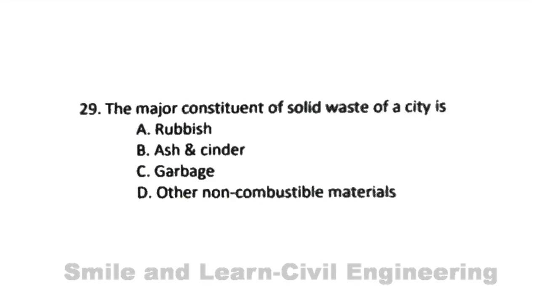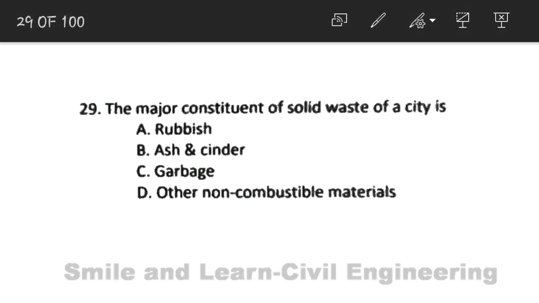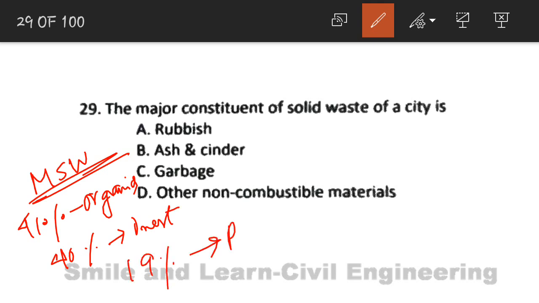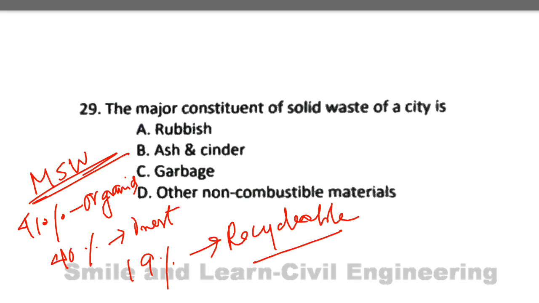The major constituent of solid waste in a city. Now this is a very difficult question to answer because wastes are generated in such a huge amount, but in case of municipal solid waste I can give you the percentage. Organics are almost 41%. 40% are inert materials, and 19% are recyclable. Now you answer from this data. If you know any suitable answer or any to the point answer, you can mention in the comment section.